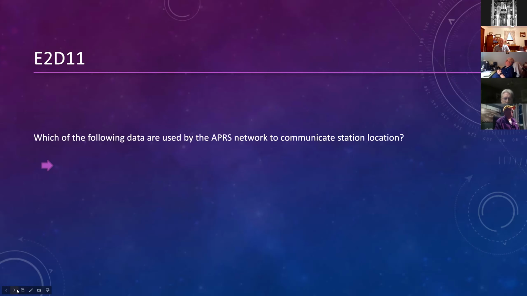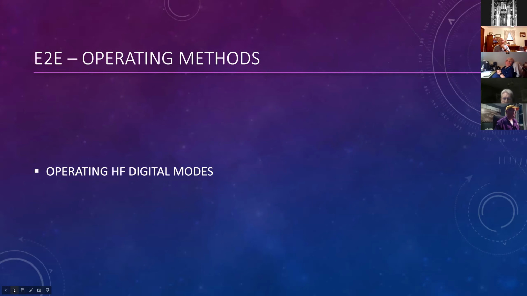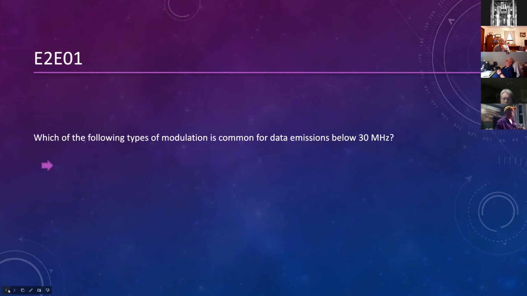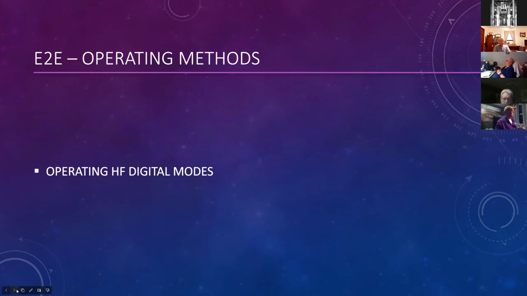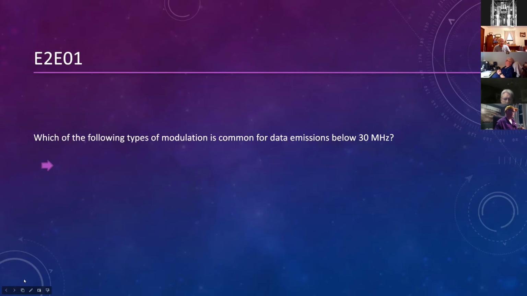D11, which of the following data are used by the APRS network to communicate station location? Latitude and longitude. GPS. Any questions on that section? All right, let's go. This is operating high frequency digital modes.